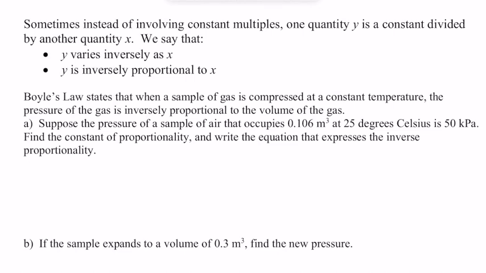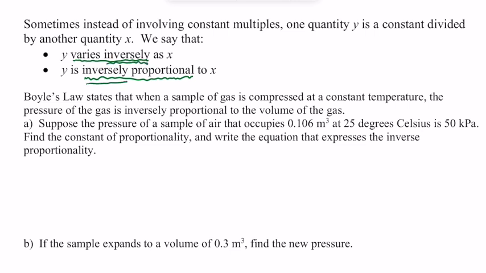Sometimes instead of one variable being a constant multiplied by another variable, our first variable is a constant divided by another variable. And in such situations, we say our first variable varies inversely as the second, or is inversely proportional. The key word to look for here is inversely.